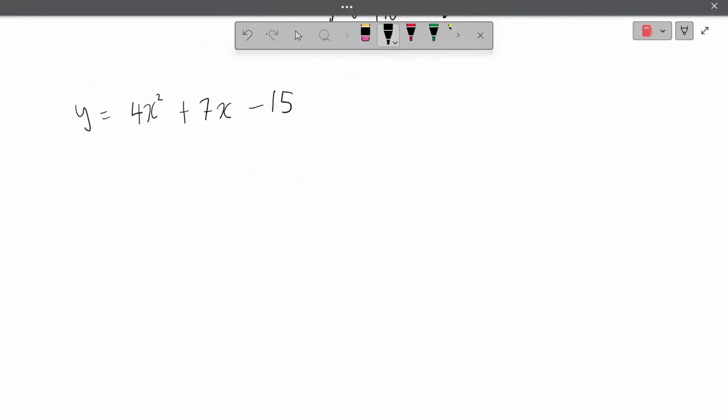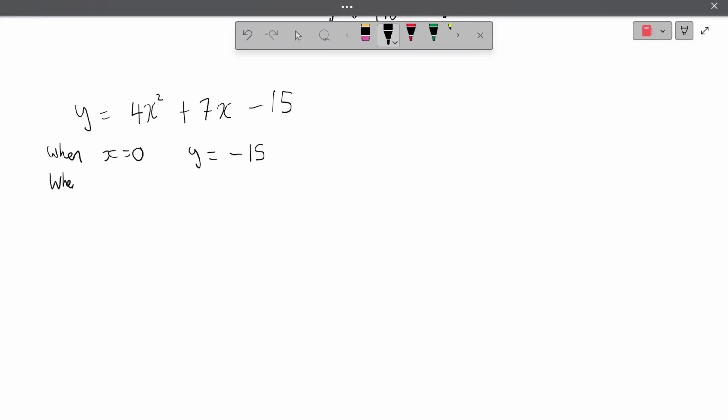This example, we've got 4x squared plus 7x minus 15. That's a little bit more fiddly. So what we're going to do is when x equals 0, y would equal what you got? 4 times 0 squared, 0, plus 7 lots of 0 is another 0, minus 15. So it's just minus 15.